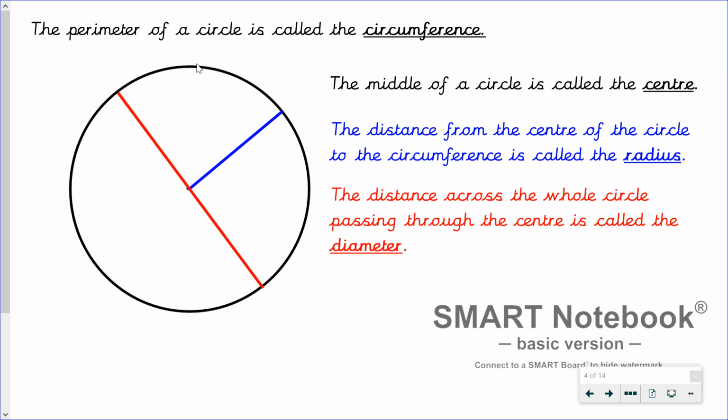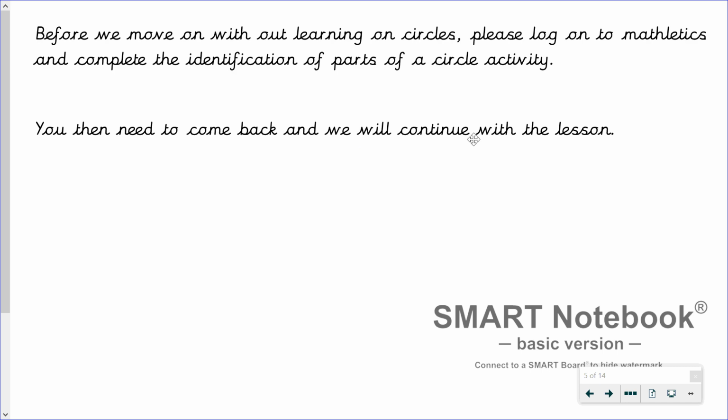So circumference around the edge, center in the middle, radius from the center to the edge, diameter all the way across, passing through the center.